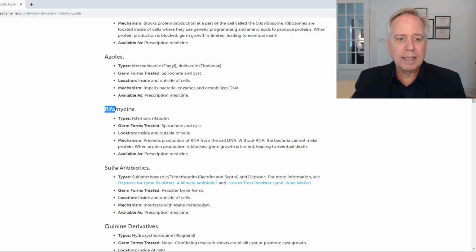The next group of antibiotics that can be used in Lyme disease treatment is this family called rifamycins. This would be things like rifampin or something also called rifabutin. All right, and primarily for the Lyme germ, they're going to be used more as anti-cyst agents, and they're also going to be used because they can get inside of the cell. So they treat Lyme that also exists in the intracellular space.